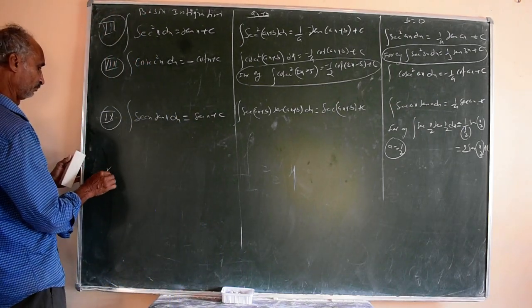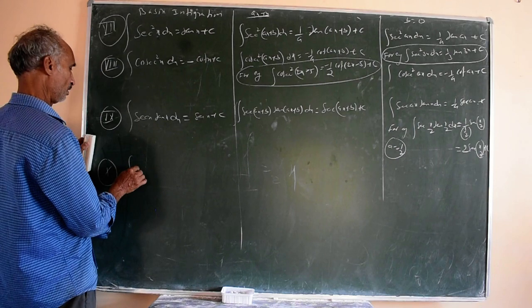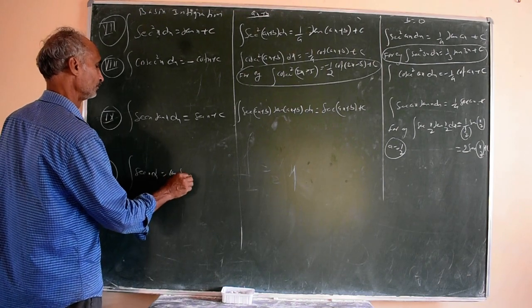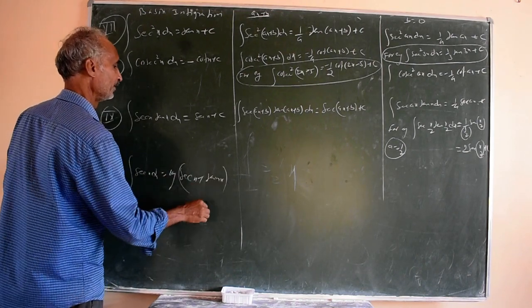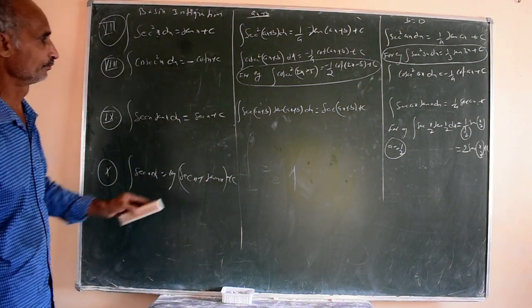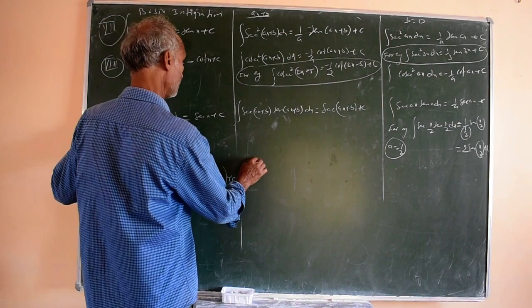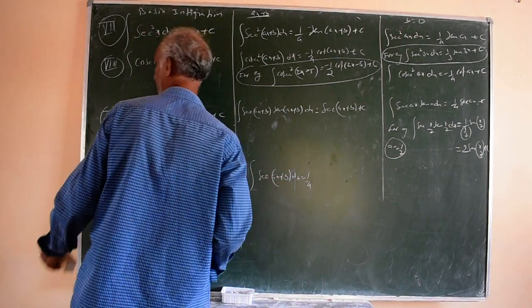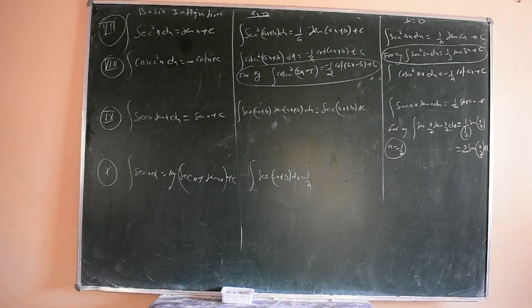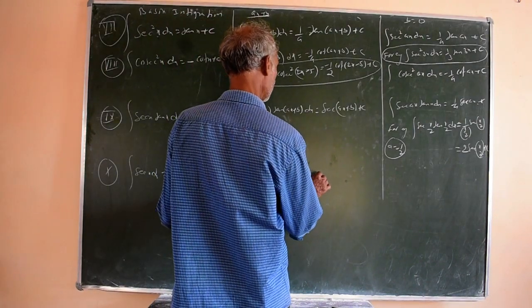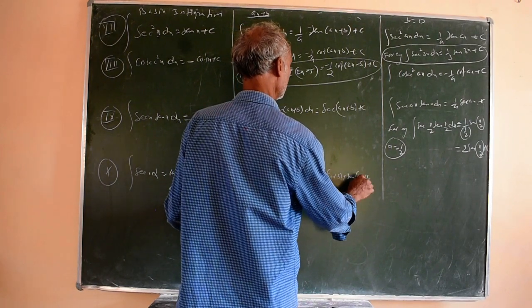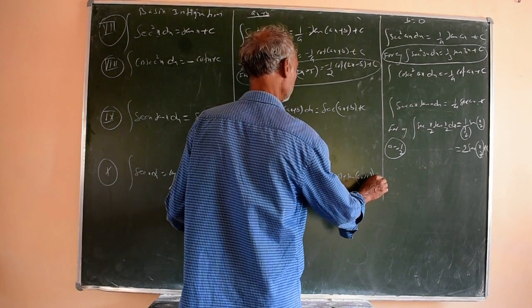Tenth one: integration of sec x dx is log of sec x plus tan x plus c. Integration of sec(ax plus b) dx is 1 by a log of sec(ax plus b) plus tan(ax plus b), plus c separately.